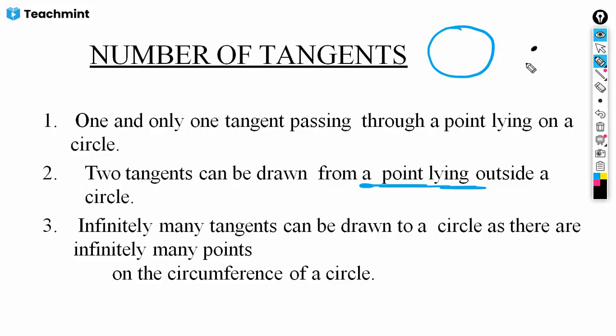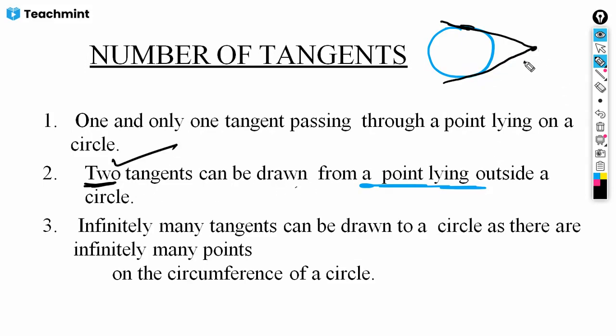Now the question is how many tangents I can draw onto the circle. So the first tangent I am going to draw in this way, and this is the second tangent. How many tangents can I draw from outside of a circle? How many tangents can I draw? Two tangents can be drawn from an external point.